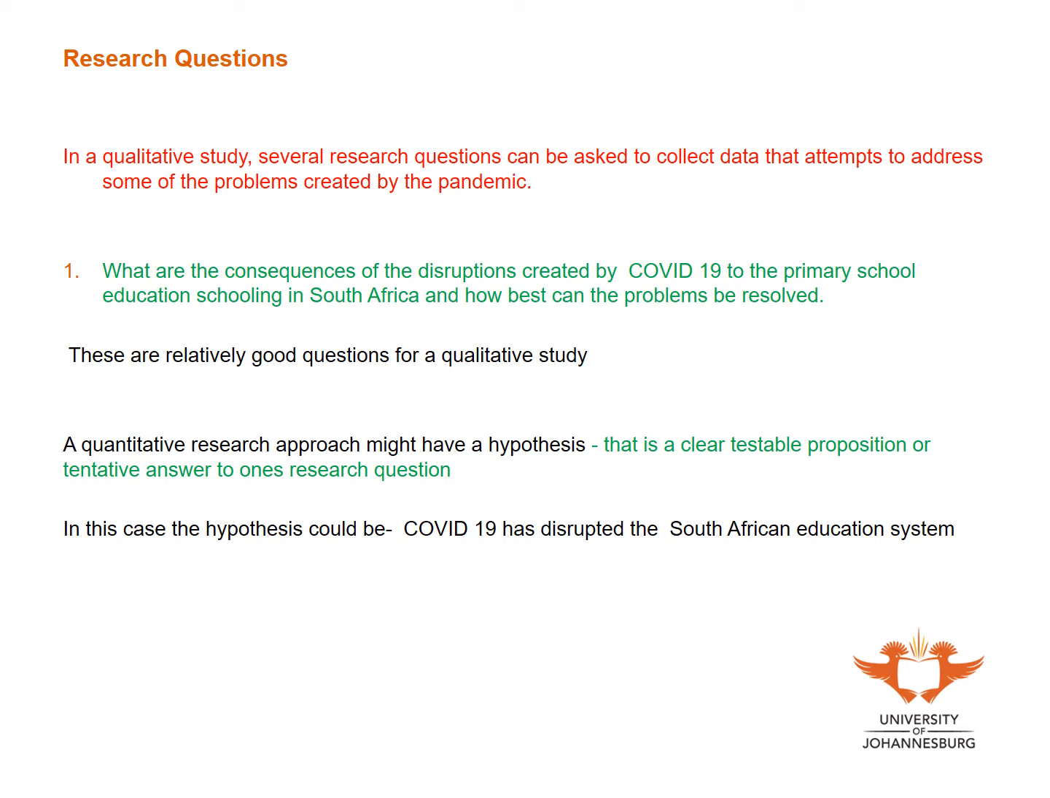So in this case, a hypothesis might be COVID-19 has disrupted the South African education system. So it is as if you are providing an answer to it, that I know COVID-19 has disrupted the South African education system. So in this quantitative study, we begin to see how best we provide information in order to certify or satisfy this particular statement.